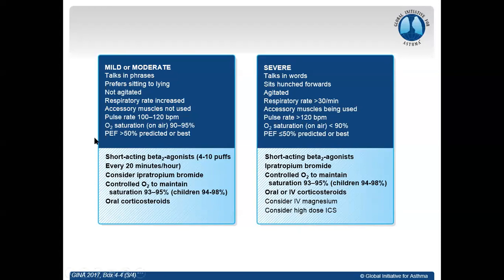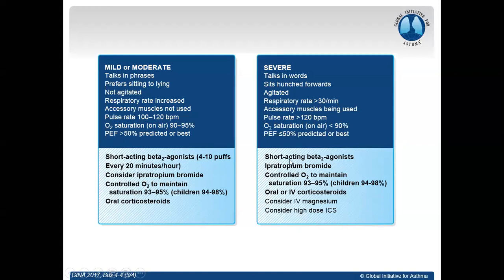So make sure that you ask the patient to take 4 to 10 puffs of whatever salbutamol they are having every 20 minutes once for 1 hour, and they add ipratropium bromide, which is an anticholinergic, give oxygen, and start oral corticosteroid. So this is the same thing here.